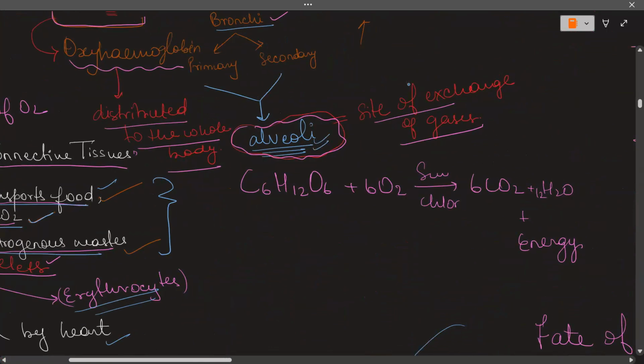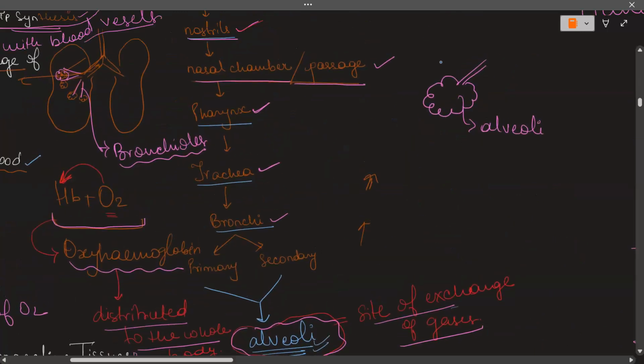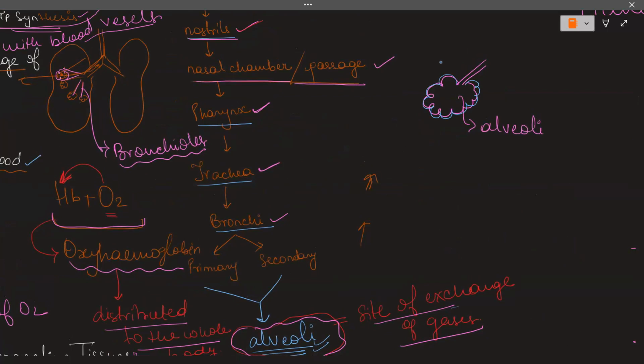Alveoli is the site where the total exchange of gases takes place, meaning the taking in of oxygen and the giving out of carbon dioxide takes place in the alveoli. The alveoli is a balloon-like structure, just like this. It is a balloon-like structure and it is richly supplied with blood vessels.